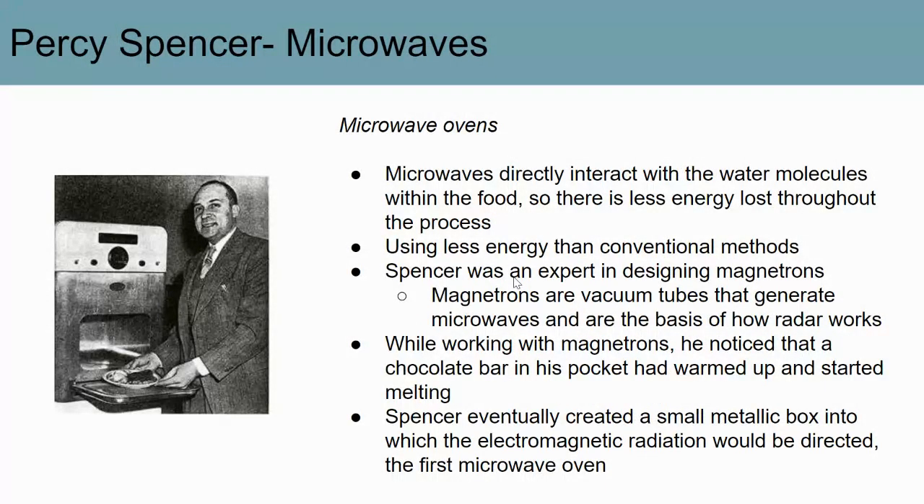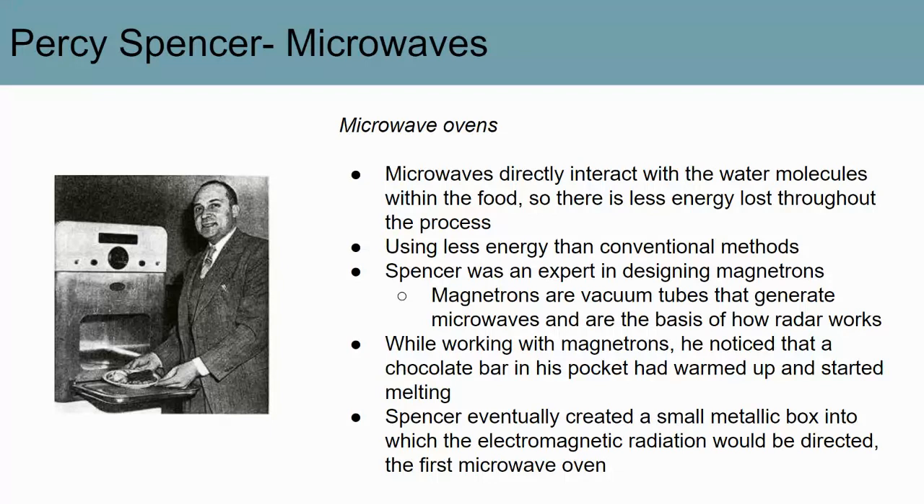And then we have Percy Spencer and microwaves. So microwave ovens directly interact with the water molecules in food, so that there's less energy lost throughout the process, and it uses less energy than other conventional methods. So Spencer was in fact designing his magnetrons, which was what he was an expert in. And these are vacuum tubes that generate microwaves, and the basis of how a radar works.